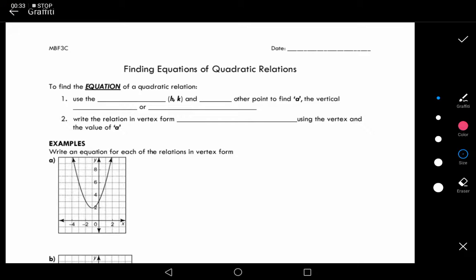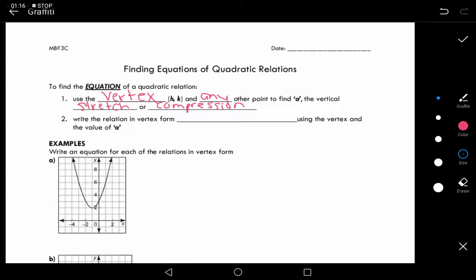So in order to find the equation of a quadratic relation, we are going to use the vertex, which you should remember is (h, k). So we're going to use that vertex and any other point to find a, the vertical stretch or compression. Okay, so we're going to use the vertex and any other point on that parabola to figure out a, which we know is going to represent that vertical stretch or compression.